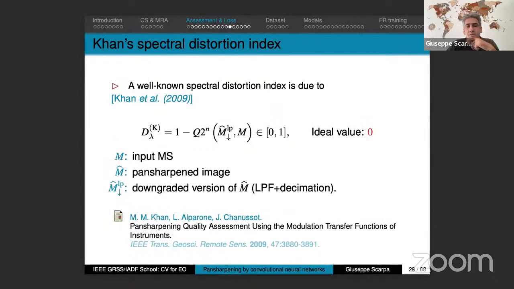Okay, concerning spectral consistency, we are confident enough that Khan's distortion index is quite effective and reliable. This index resorts to the Q, Q4 or Q8, depending on the number of bands, a reference-based quality index that we have introduced above. According to the general scheme that we have just seen, the pan-sharpened image is downscaled with a low-pass filtering followed by a decimation. And then the resulting image is compared to the input MS using this Q index.